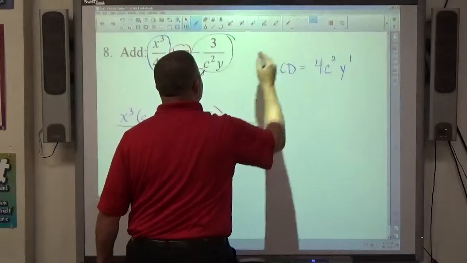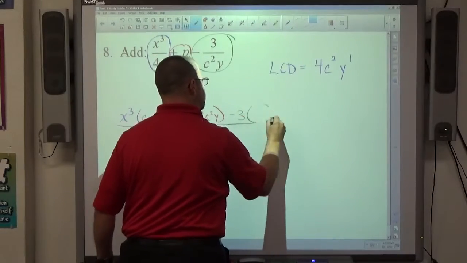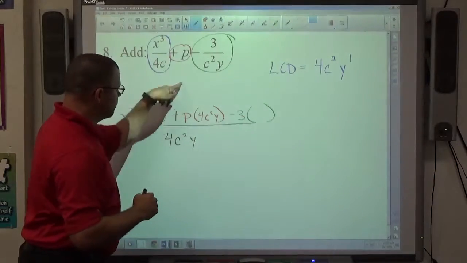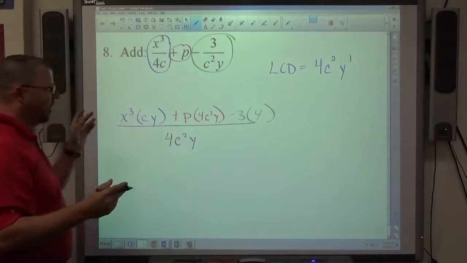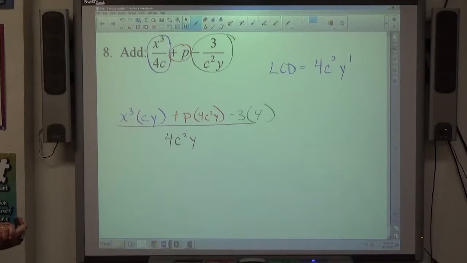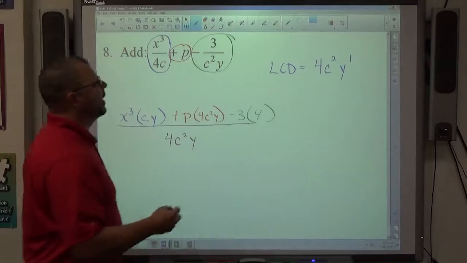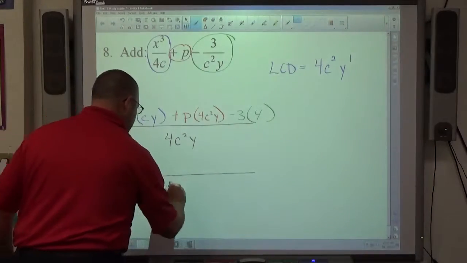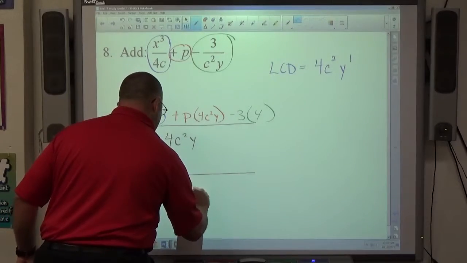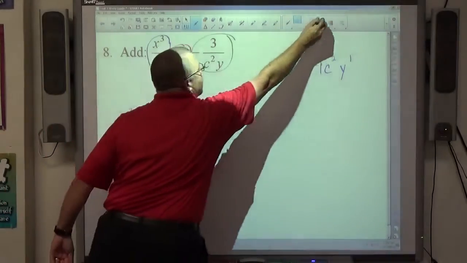And then the final fraction has a minus 3 on top. The 4 is missing. C squared is c squared, y is y, so nothing else changed. That 4 is new, nothing else is new. So 3 times 4 for the last one. So you modify the numerators appropriately, you get something looking like that, and then you simply simplify each object on top. So 4c squared y on the bottom is going to stay the same.